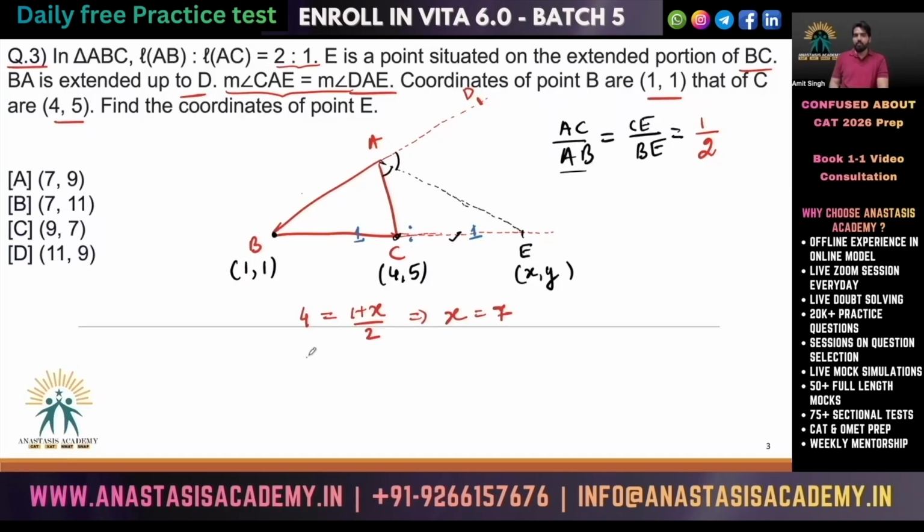Then the Y coordinate of C, that is 5, is equal to (1 plus Y) by 2, and that would give Y equal to 10 minus 1, which is 9. So the coordinates of point E are (7, 9), so option A is the correct answer.